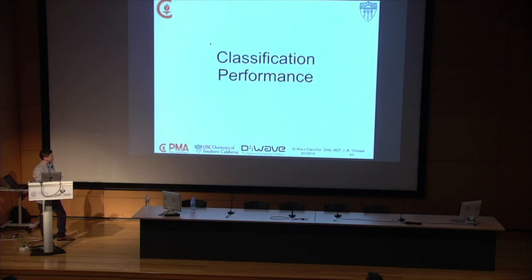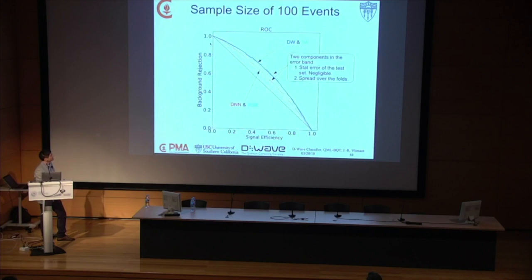Now, the classification performance. These are the results, the receiver operating characteristic curve for the D-Wave solution, simulated annealing, deep neural net, and boosted decision tree. You can see that the error bars here are the statistical error and the spread over the folds. I think here it's the spread over the folds that dominates. The statistical error is very small, very minute, because we had a large test sample.